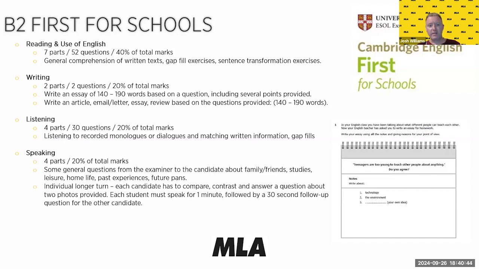Next, the second part is the individual long turn. Very similar to the B1, they have to compare and contrast, but here they have 2 pictures and a question. To give you an example, it might be a couple shopping in a supermarket and a young kid shopping in a clothes shop, and it says, how do you think the people feel about shopping in these places, or why do you think they're shopping?